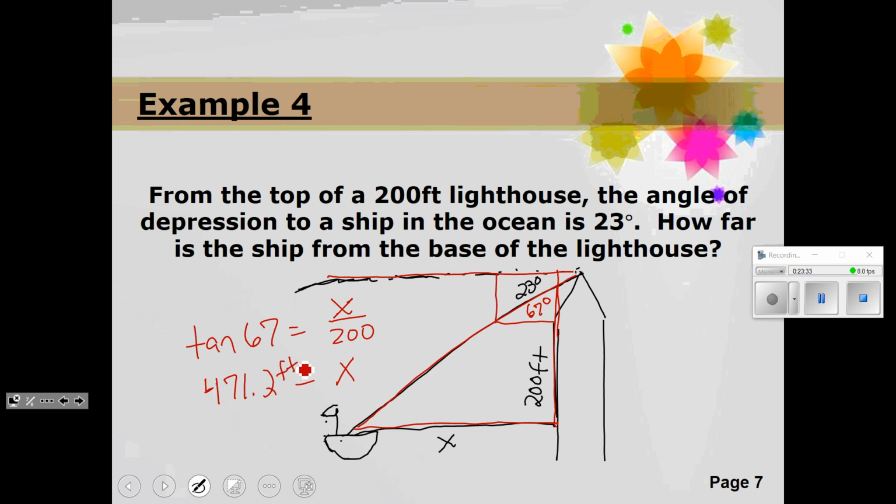It would be nice if you would add your feet, miles, centimeters, your units of measurement to it. Okay? Any questions on how I drew it? Any questions on angles of depression? Okay, so I'm going to give you the practice.